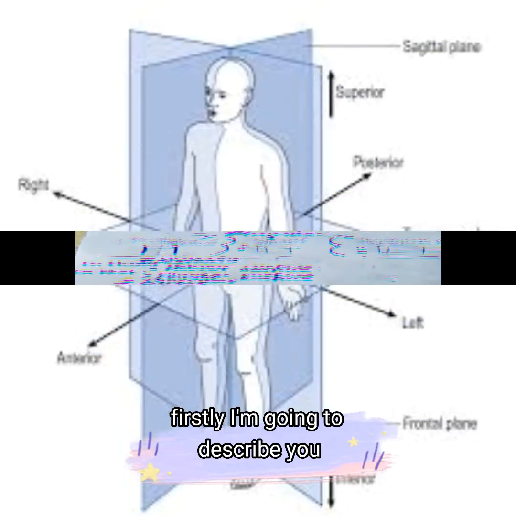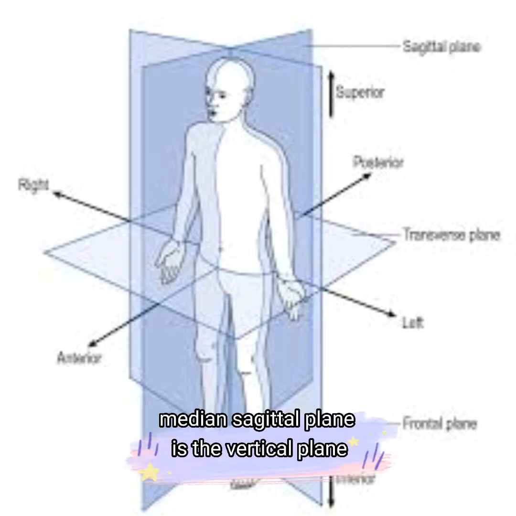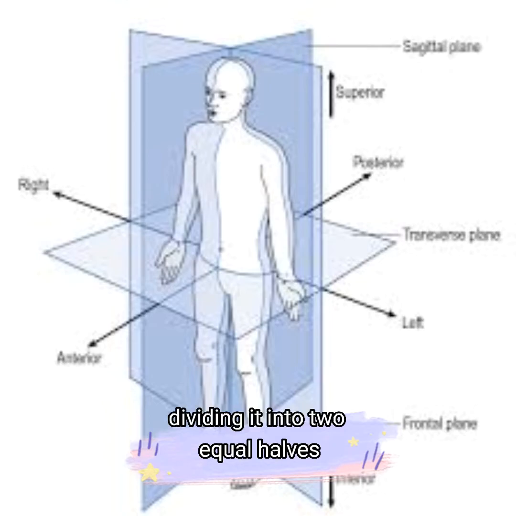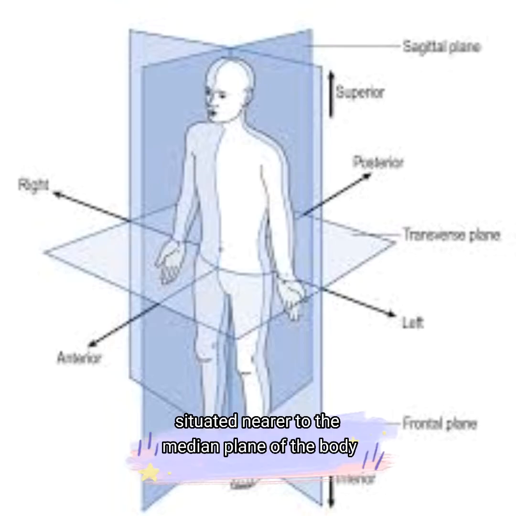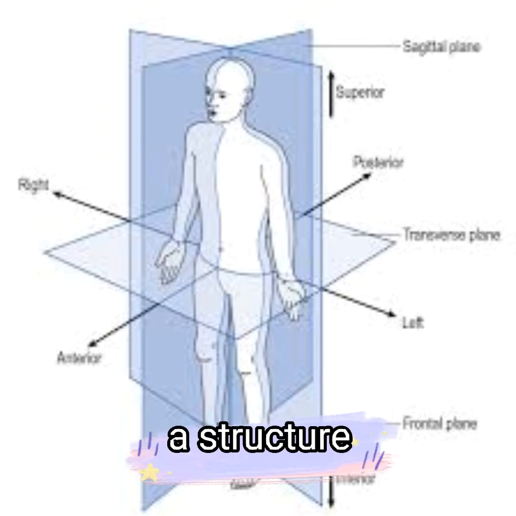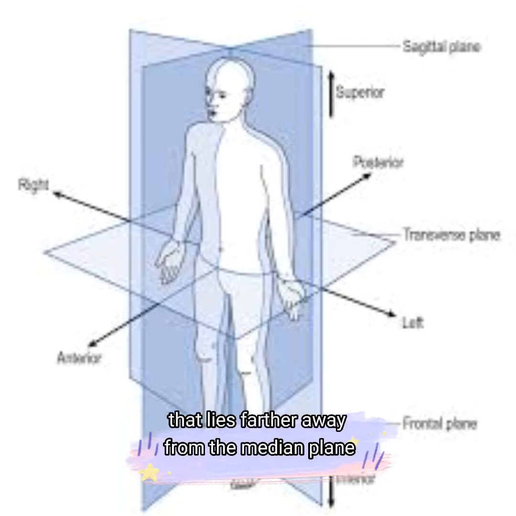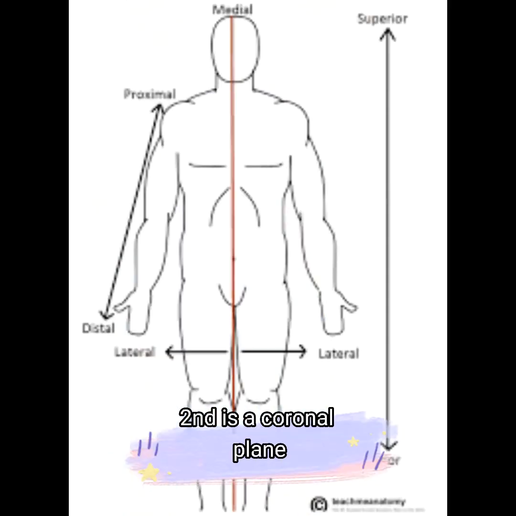Firstly, I am going to describe you the median sagittal plane. Median sagittal plane is the vertical plane passing through the center of the body, dividing it into two equal halves, right and left halves. A structure situated nearer to the median plane of the body than another is said to be medial. A structure that lies farther away from the median plane than another is called lateral to the other.